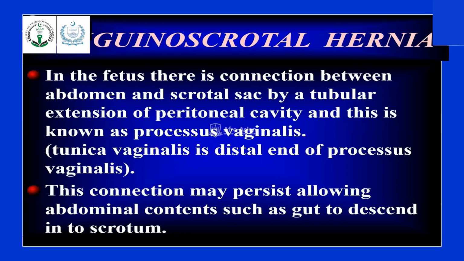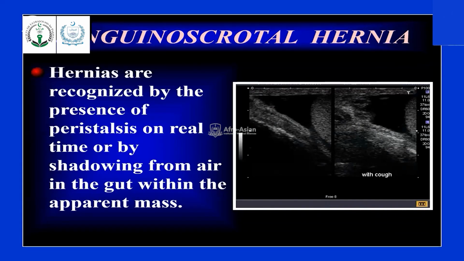Scrotal hernia. In fetus, there is connection between abdomen and scrotal sac by a tubular extension of peritoneal cavity, and this is known as processus vaginalis. Tunica vaginalis is the distal end of processus vaginalis. This connection may persist, allowing abdominal contents such as gut to descend into the scrotum. So then we can get some herniation.